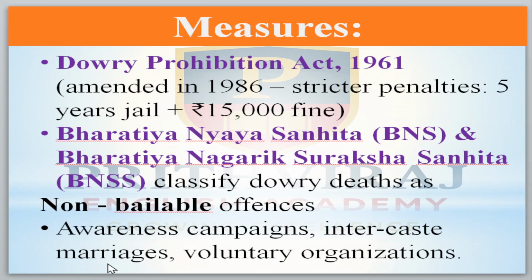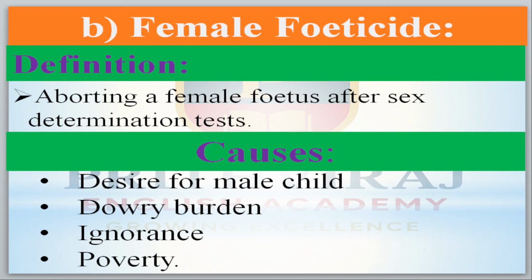Awareness, meaning how to overcome this: awareness campaigns, intercaste marriages, voluntary organizations. Okay, these are the measures for this. Now come to B, female feticide. What does it mean? Aborting a female fetus after sex determination tests. When a woman is pregnant, if the sex determination test confirms it is female, they abort it or kill it. That is called female feticide.